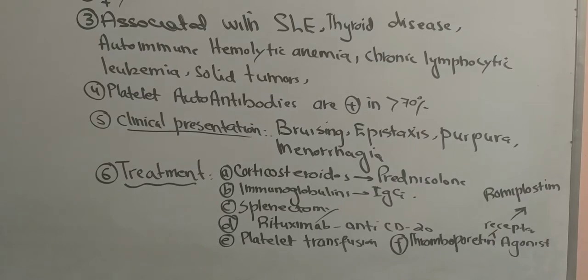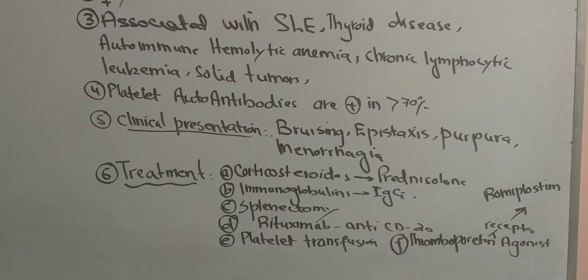The clinical presentation in these patients, mostly they present with the easy bruising. They very easily get bruises. They develop bleeding from the nose or the epistaxis. They develop the purpura or the bleeding underneath the skin. They are menorrhagic rather. They have developed excessive bleeding during the menstrual period.